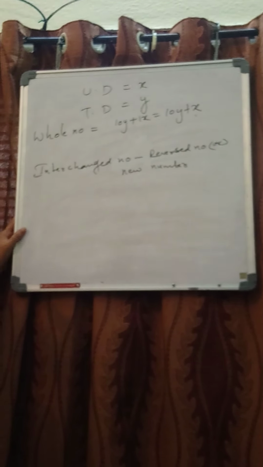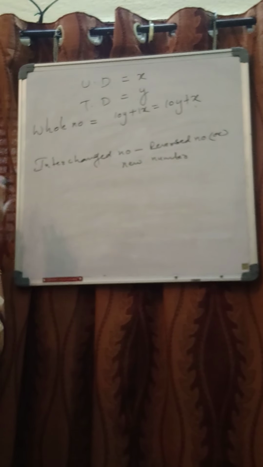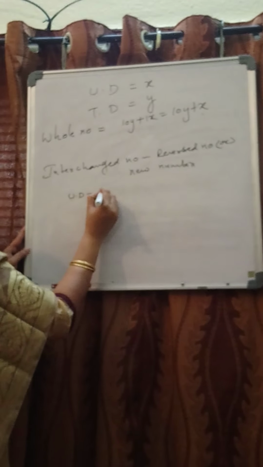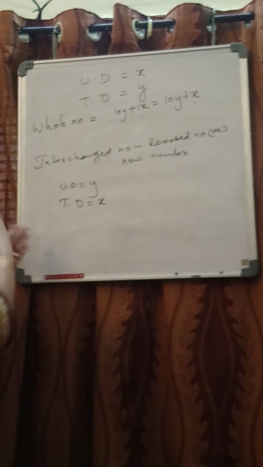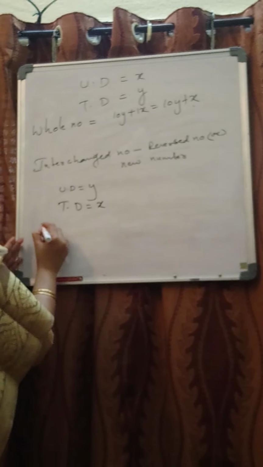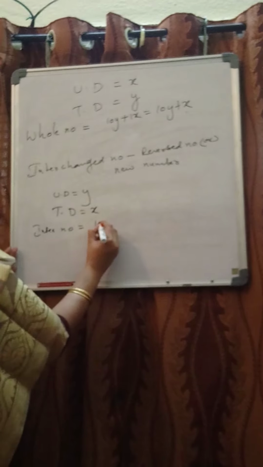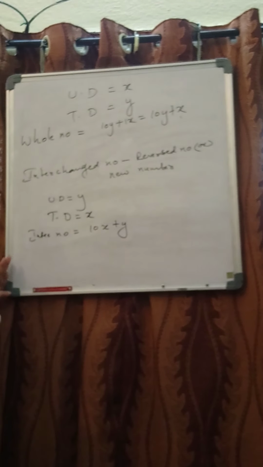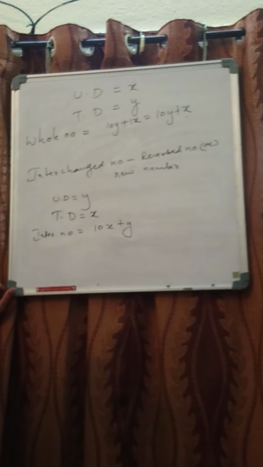Now how to find the interchanged number? When digits are interchanged or reversed, it means the units digit will become y and the tens digit will become x, children. Here digits are interchanged. So the interchanged number is equal to 10x plus y. Clear? In that way you have to apply it in the given problems on digits, children.